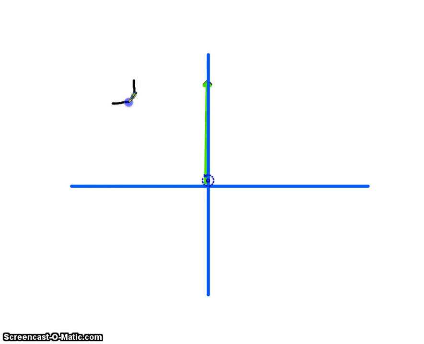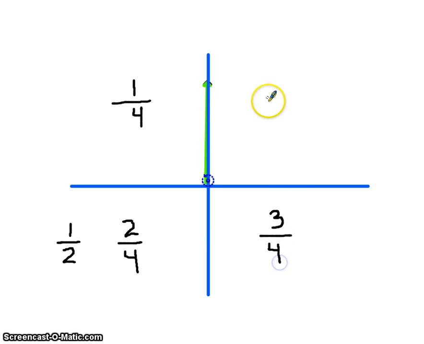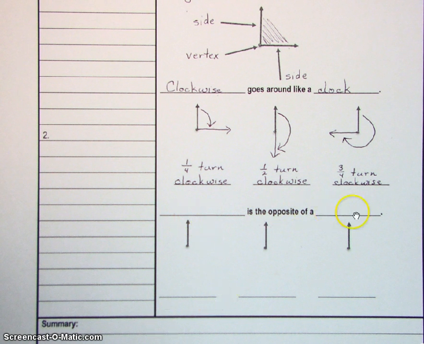So this is now 1/4 of the way around, or 1/4 turn counterclockwise. This would be 2/4 turn, or, that's right, 1/2 of the way around. This quadrant would be 3/4. And if we came up to the top all the way around this way, we would end up with 4/4. It's just backwards, or opposite of what we just did. So let's go back to our page and take a look at what we're going to write here.